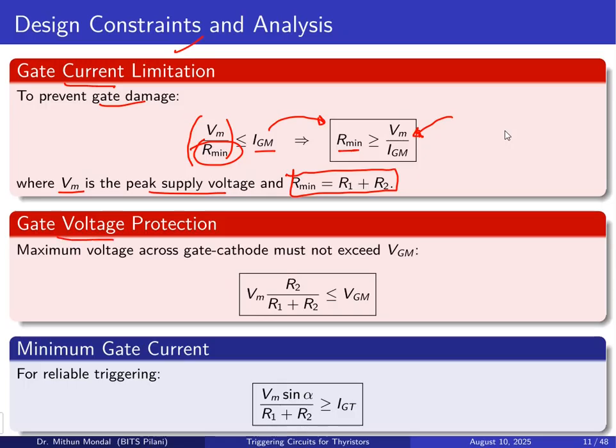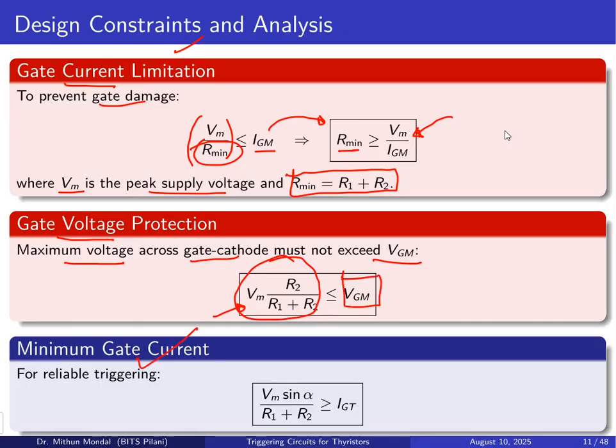Gate voltage protection is also required. The maximum voltage which can be applied to the gate cathode must not exceed the VGM value. So this relationship will give you the value of the voltage which you can apply at the gate, and this should not exceed the maximum limit of the gate voltage.